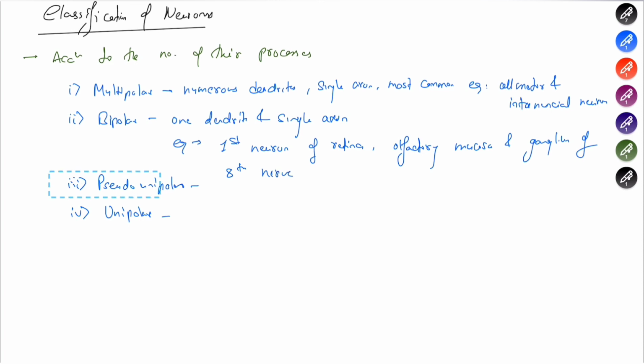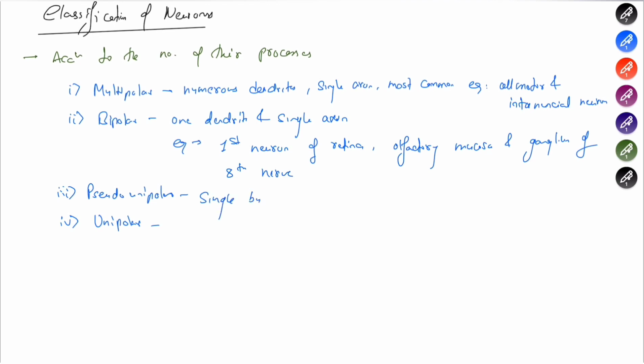Now the next type is pseudo-unipolar. Pseudo-unipolar means it only has a single axon, but the axon is bifurcated, so it looks like bipolar. So a single but bifurcated axon, no dendrites.